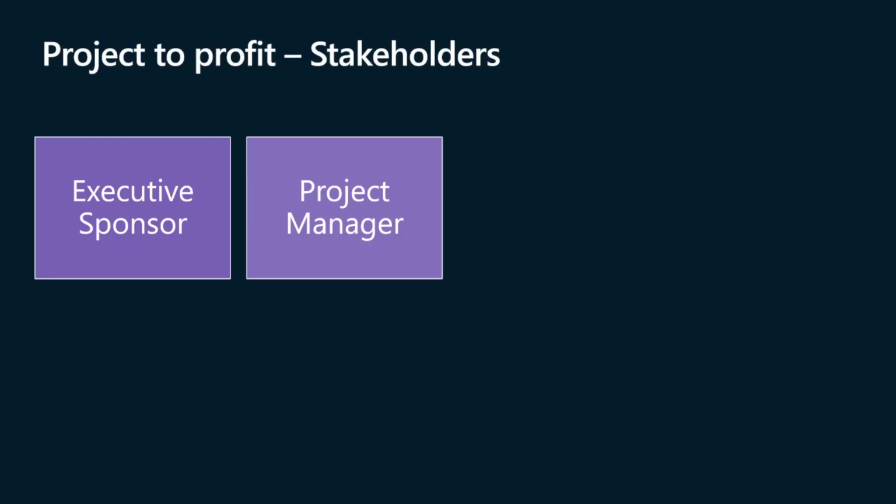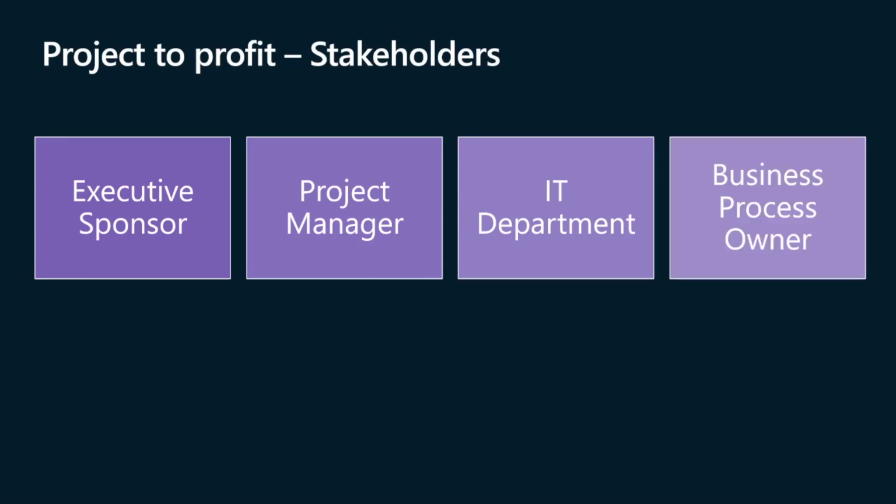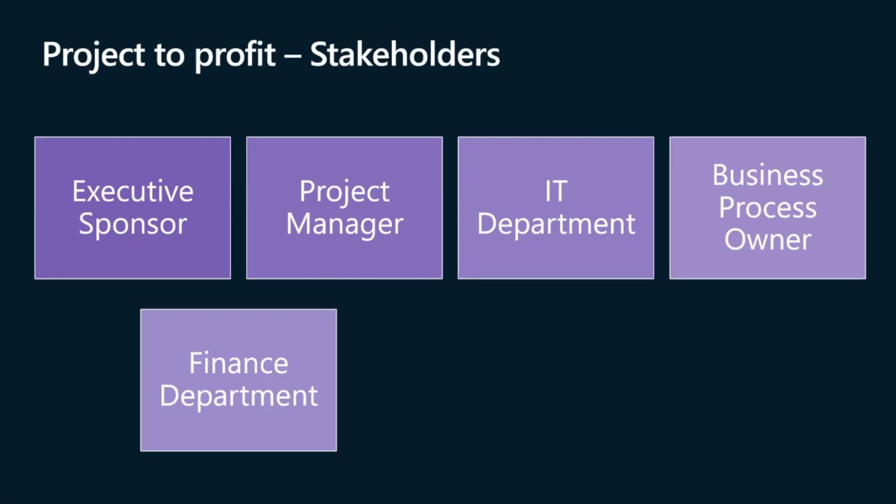timeline, and budget. Our IT department implements and maintains the technology infrastructure, ensuring hardware and software are in place, secure and meet technical requirements. Business process owner, responsible for specific business process, working with the project team to ensure the project meets their needs. Finance department, manage financial planning, reporting, and analysis, ensuring that the project aligns with budgeting, forecasting, and profitability processes.